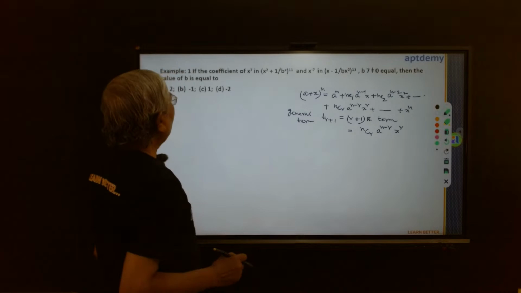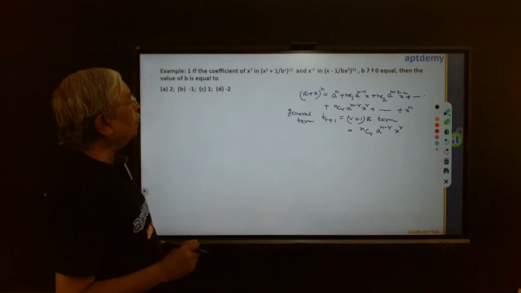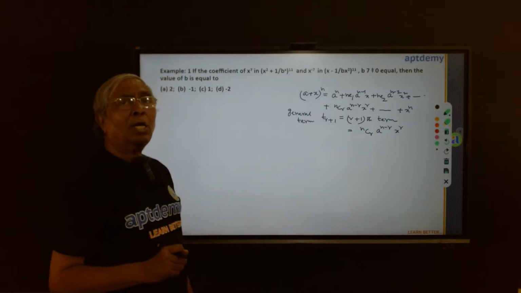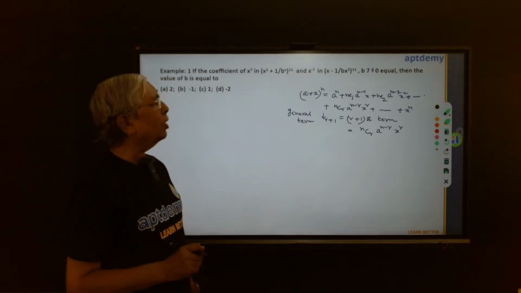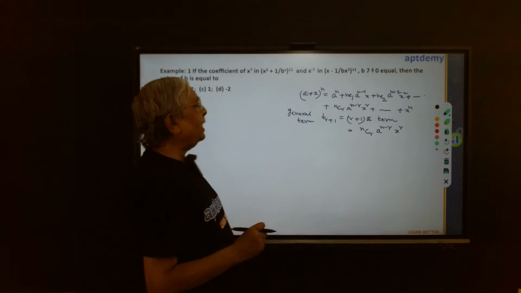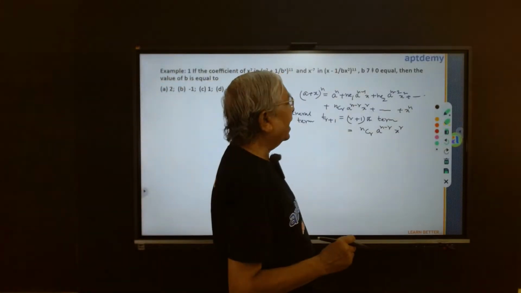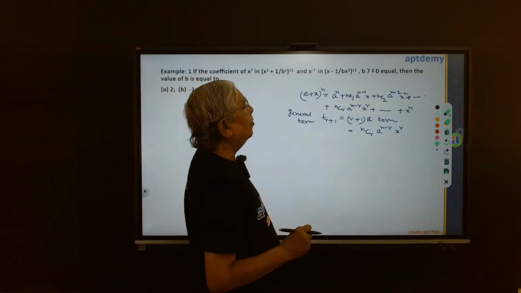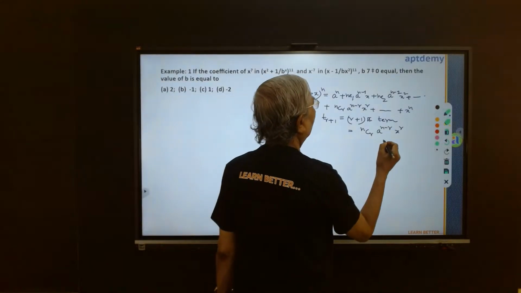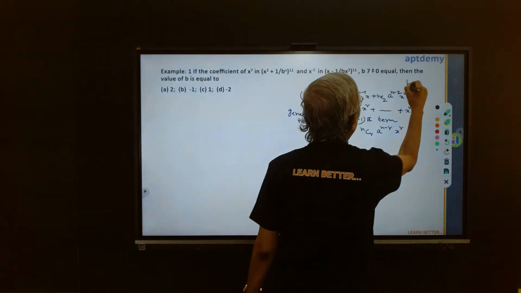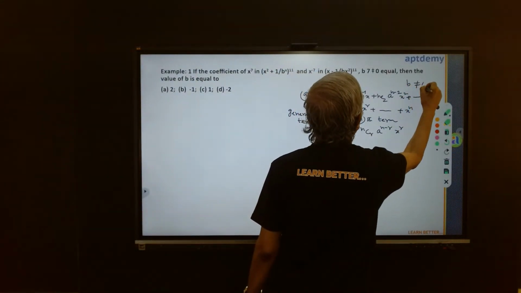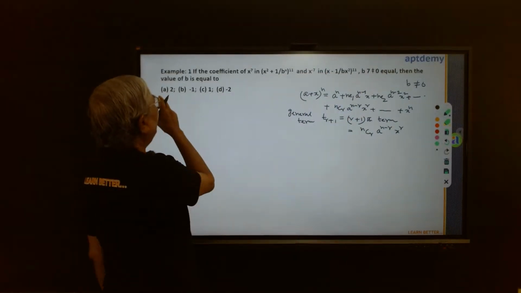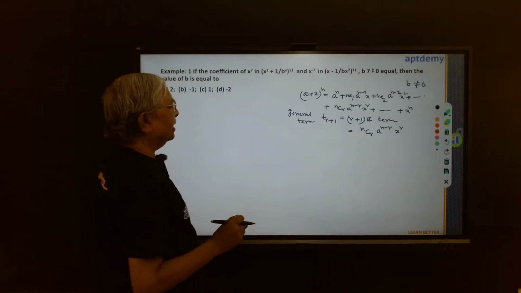So I have taken a problem. The first problem is: if the coefficient of x to the power 7 in (x squared plus 1 by bx) whole to the power 11, and of x to the power minus 7 in (x minus 1 by bx squared) whole to the power 11, where b is not equal to 0, it is given that b is not equal to 0, these two coefficients are equal, then the value of b will be one of these four answers.